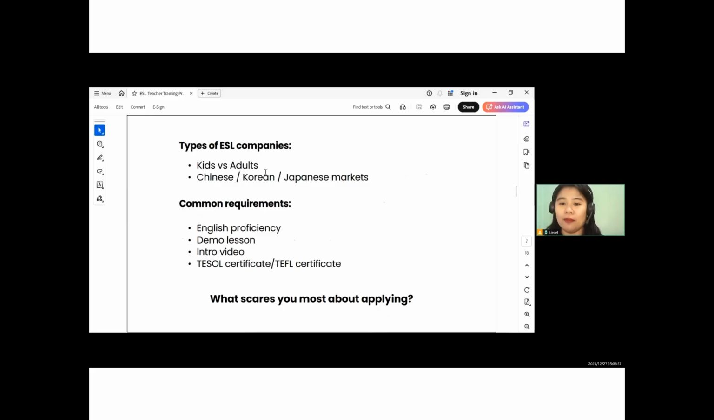Okay, next one. The types of ESL companies, like what I have mentioned, we have kids and adults. Our students, like what I said a while ago, are Chinese from China and from around the world. We also have Korean and Japanese markets. We also have Vietnamese, Saudi Arabian, and other nations like Russia. You can also have students from Russia.